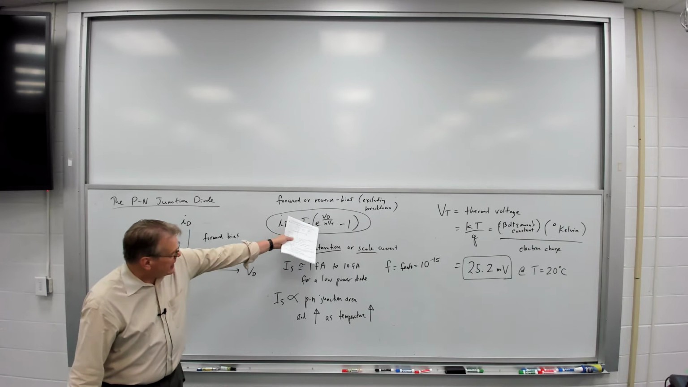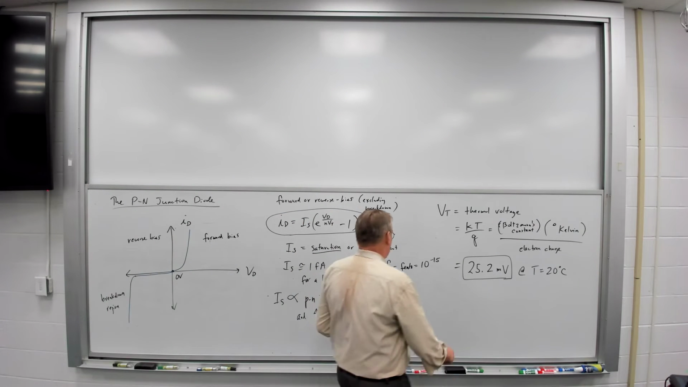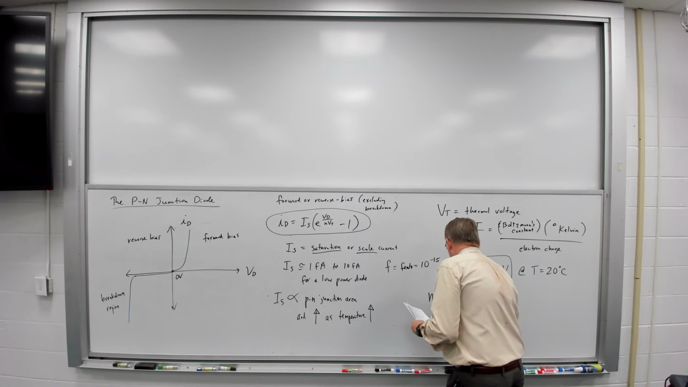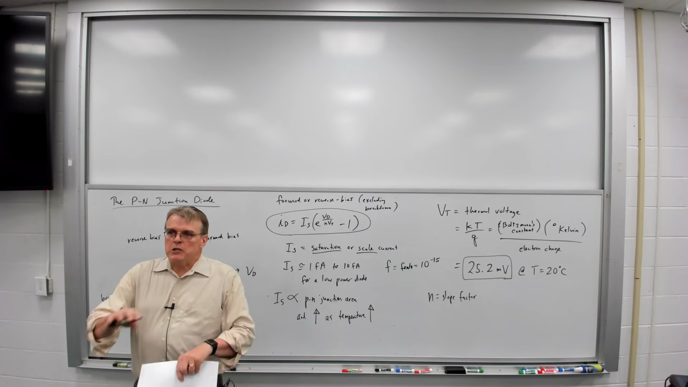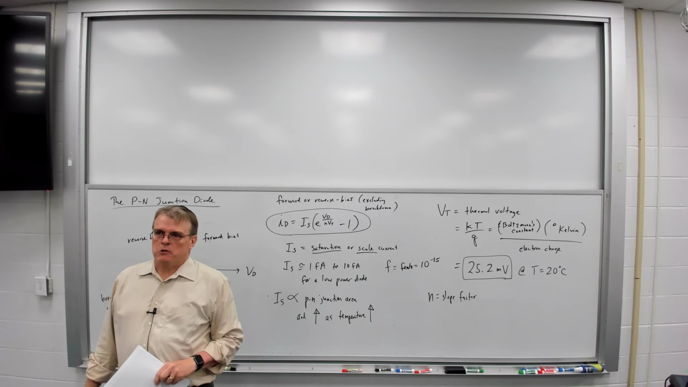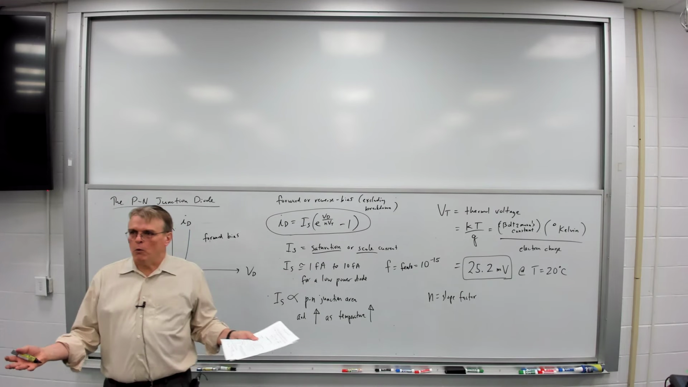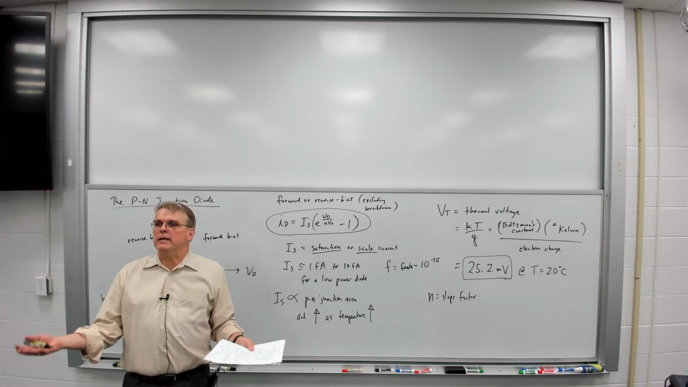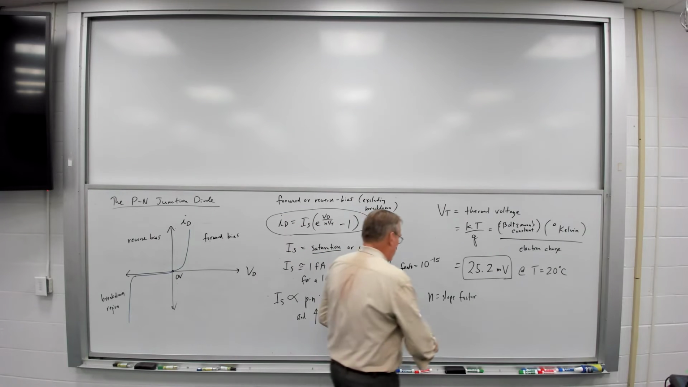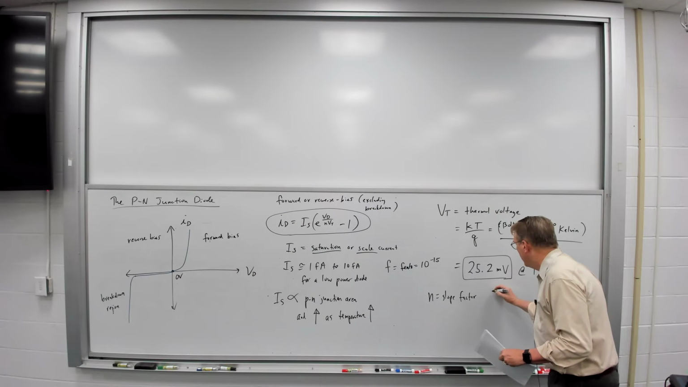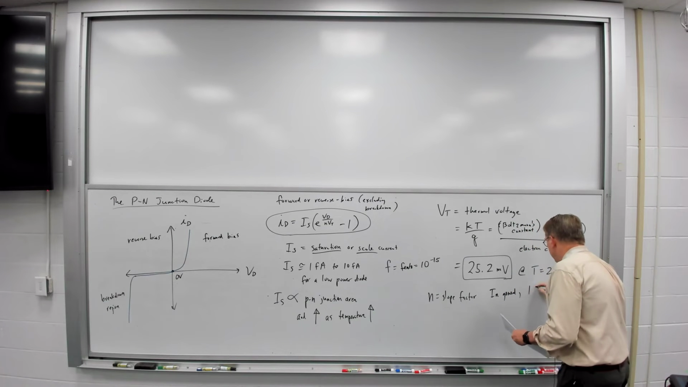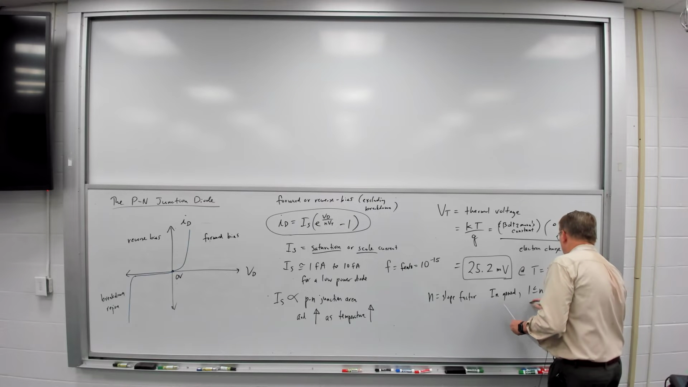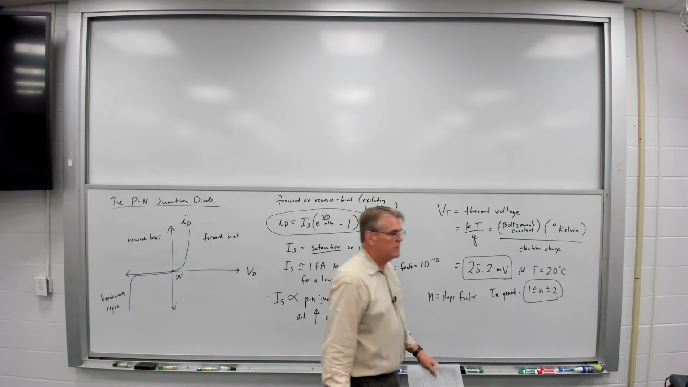Finally, N is called the slope factor. The slope factor is a function of the geometry and the doping of the p-n junction, which is kind of beyond, once again, the scope of the course. But what you'll find is typically the slope factor is going to be given to you for a particular diode. In general, values of between 1 and 2 are very typical for the slope factor.